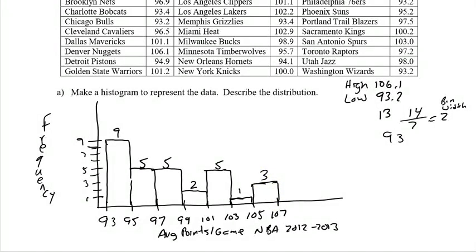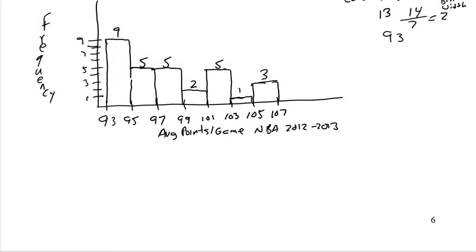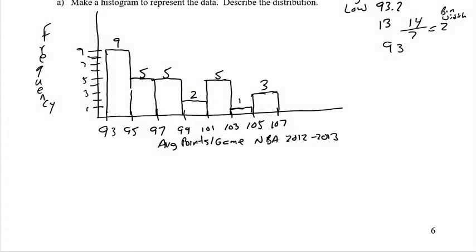Okay. Labeled. Now they want us to describe that distribution. Well, most of our data is over here on the left. We have 14 teams between 93 and 97. So this is definitely skewed to the right.